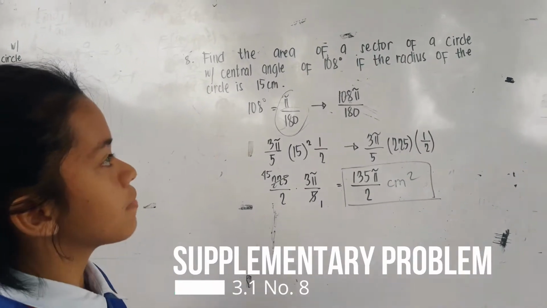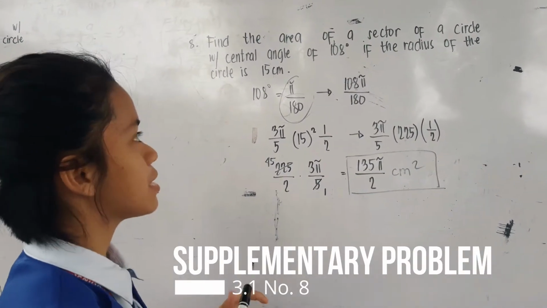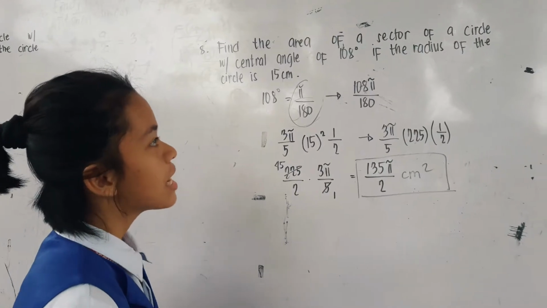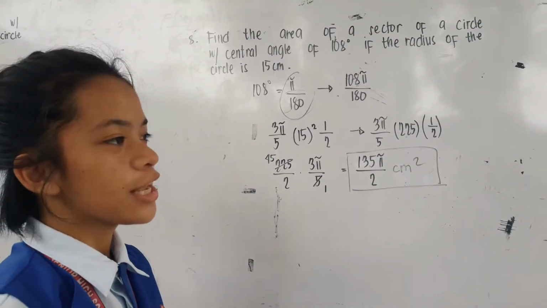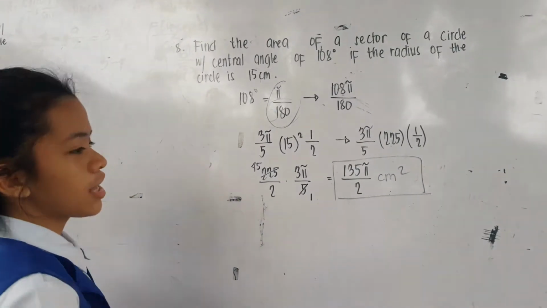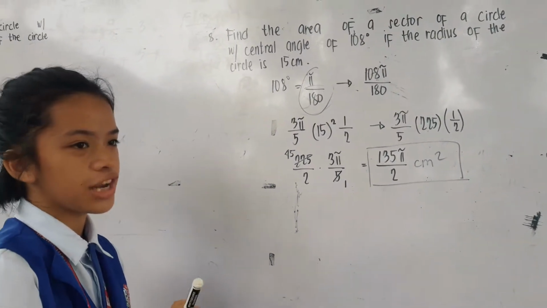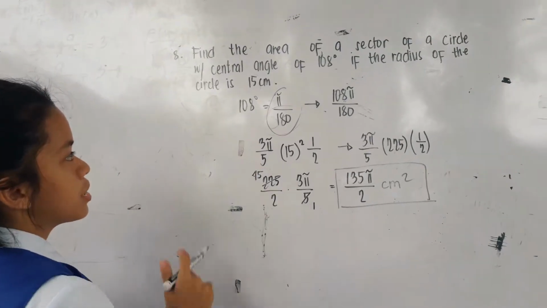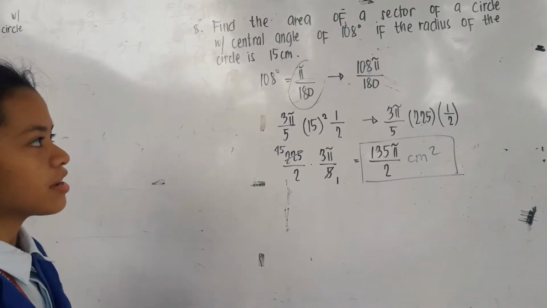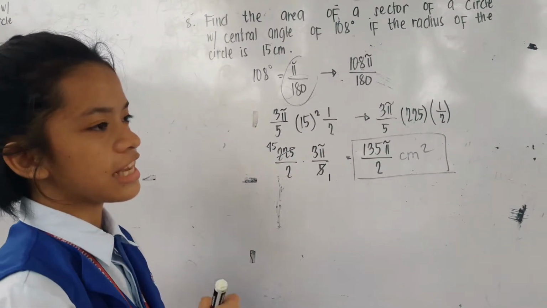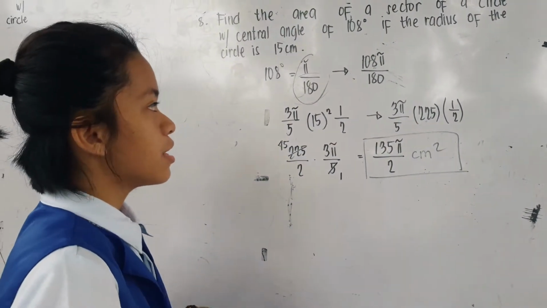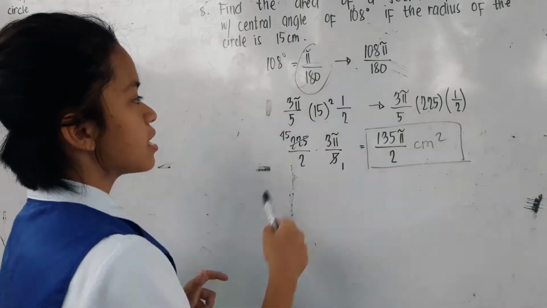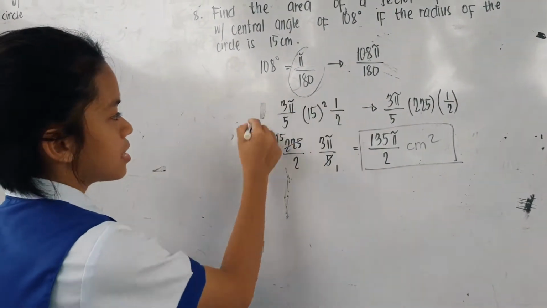So find the area of a circle with central angle of 108 degrees. The radius of the circle is 15 centimeters. So first, we must convert the 108 degrees to radians. So 108 degrees times pi over 180 results to 108 pi over 180. And if we simplify this, it results to this.